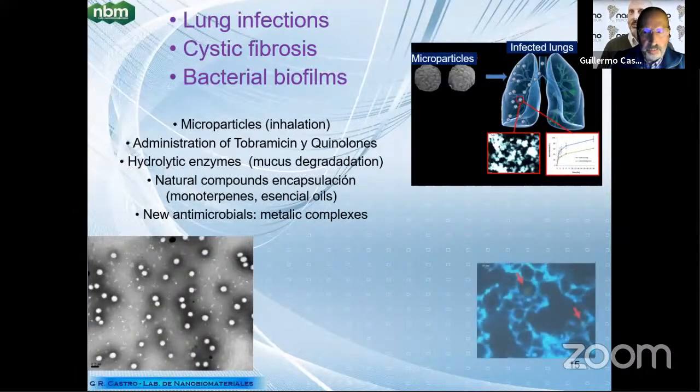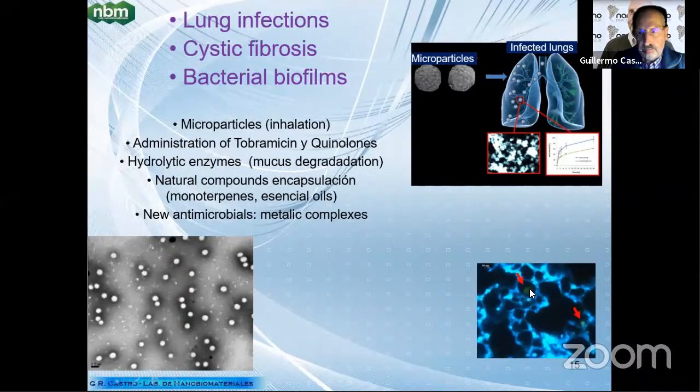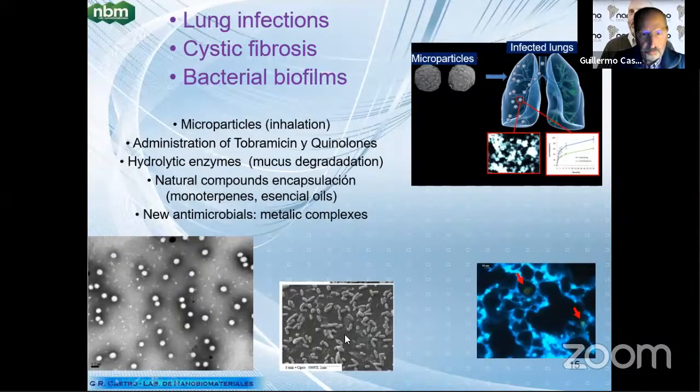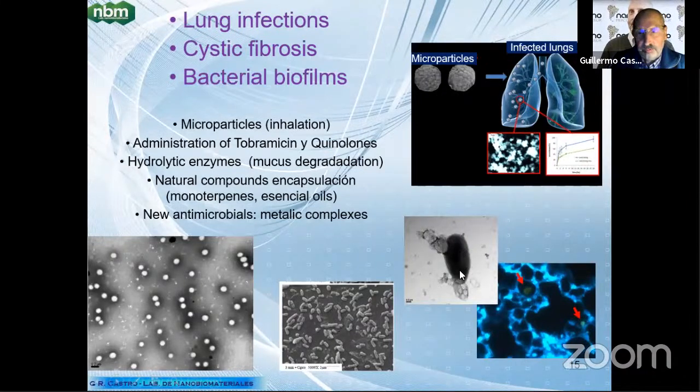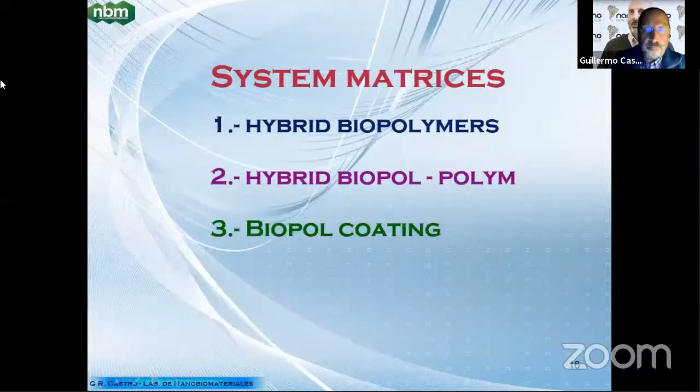So we produced some particles, and as you can see in green here, these are nanoparticles, and this is lung tissue of a rat. This is Pseudomonas aeruginosa alive, and this is what happened when we administered the microparticles. So I will introduce 3 cases: hybrid biopolymers, synthetic polymers, and biopolymer coating. All these 3 things are just an example of how we can play with these biopolymers.